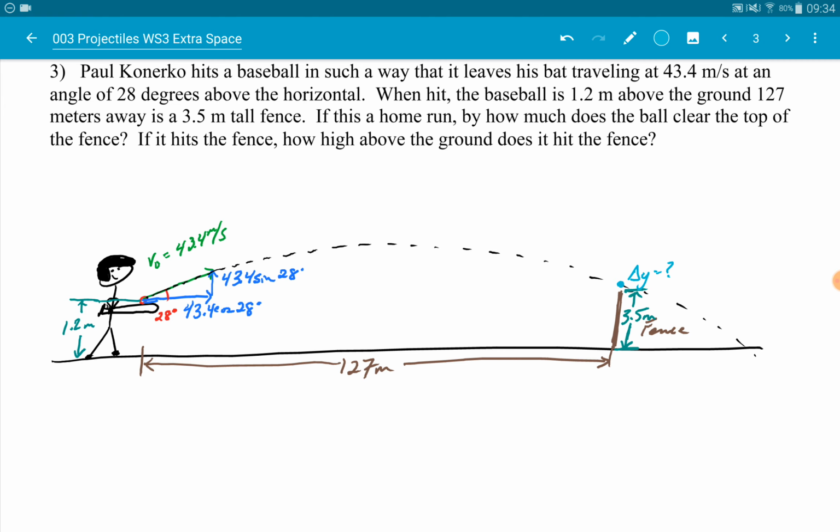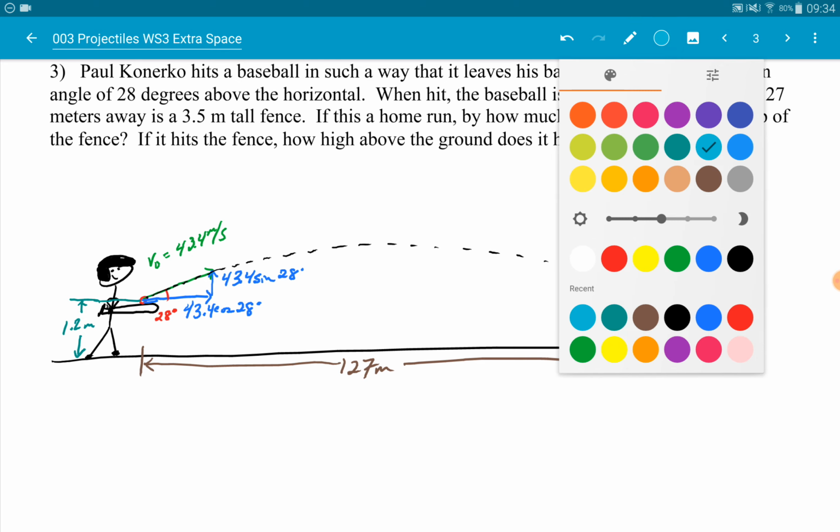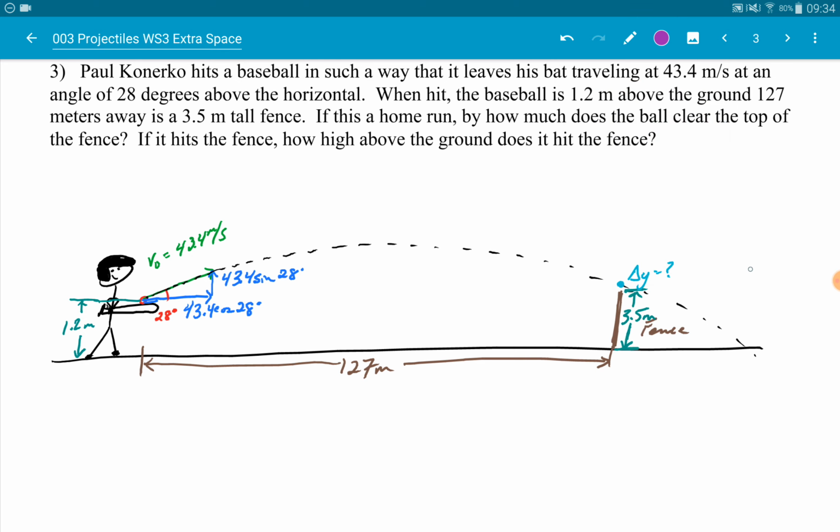So that's one way to think about it. Another way to think about it, let me do that in a different color since it's a different way: this first way is at 127 meters, what's my delta y? That would tell me if it cleared the fence or not, and I'd be able to subtract that and see by how much it cleared it or by how deficient it is for clearing it.